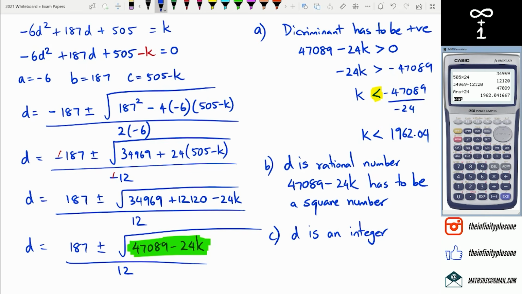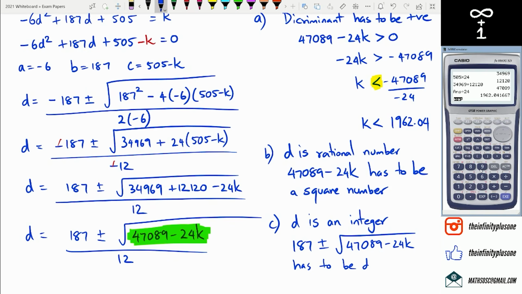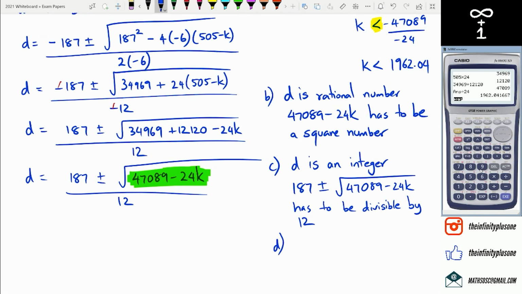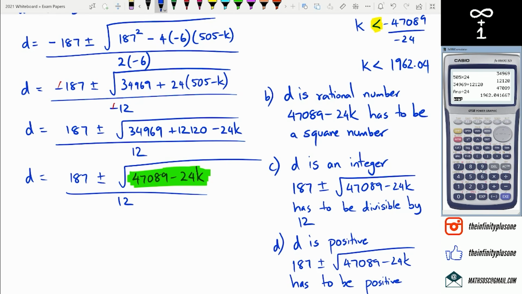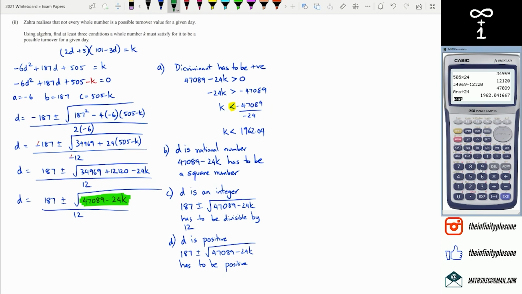And if it's an integer, then we have to say that 187 plus or minus square root of 47089 minus 24k has to be divisible by 12. That's the next point. And then finally, we also know that d is positive, because you can't actually have a negative value. So we have to say that 187 plus or minus square root of 47089 minus 24k has to be positive as well. Because when we do a big positive number divided by 12, we're still going to get a positive number. So yeah, it's got a little bit more of explanations that you have to do.